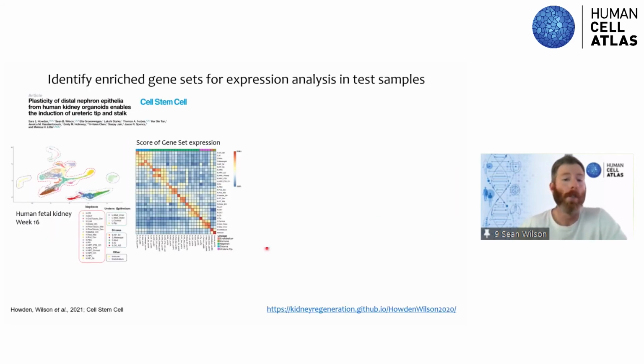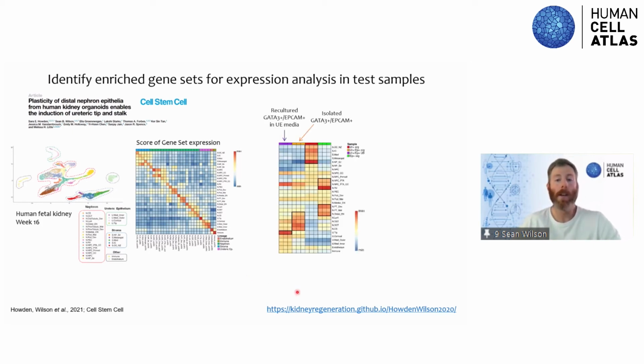One way in which we've approached doing this is to utilize a human fetal kidney reference atlas, which was provided as a really high quality sample data set by our great collaboration with Jason Spencer's group. And once we had performed what we thought was a highly accurate annotation using standard methods, we then looked for and isolated enriched gene sets within the populations we identified in the human fetal kidney, and we were able to use these to score the transcriptional profiles of the data sets that we were generating.